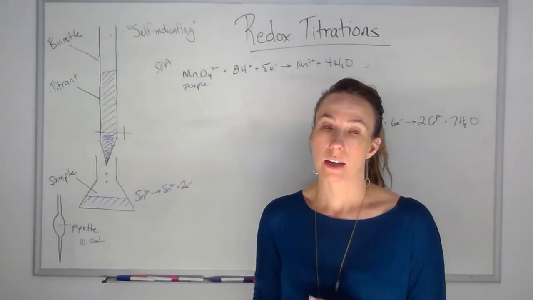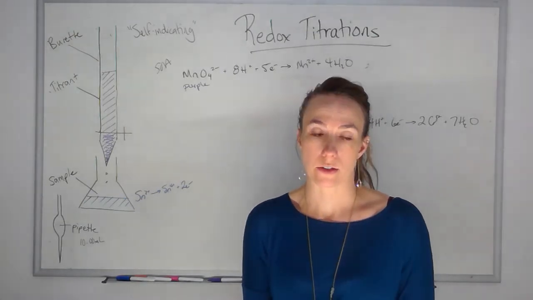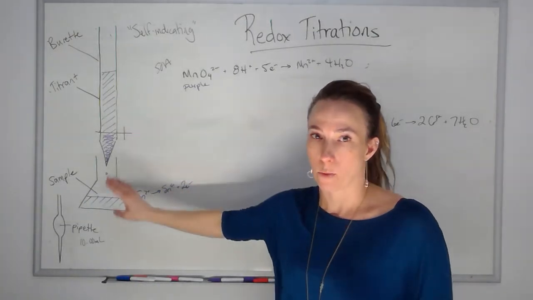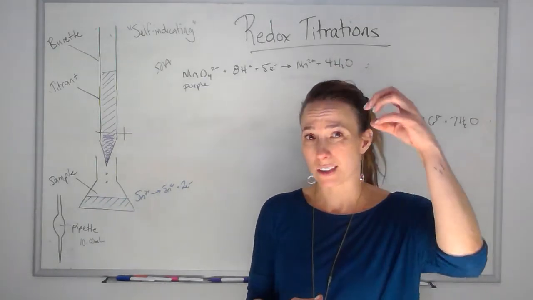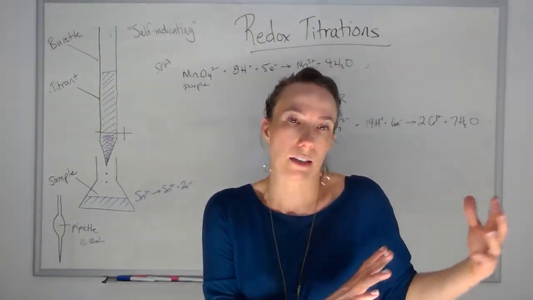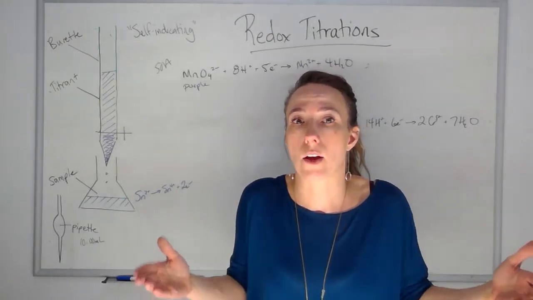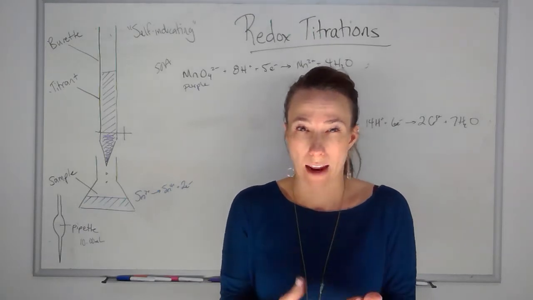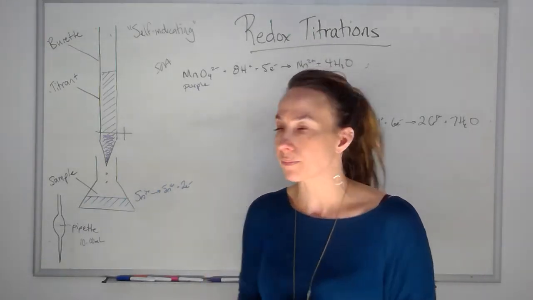Redox titrations. In Chem 20, you mastered acid-base titrations, where you would have an acid as your titrant and a base as your sample, or the other way around. Because you have two colorless solutions that yield colorless products, a salt and water, there is no way of knowing when you have reached this perfect endpoint, this stoichiometric ratio of 1:1.